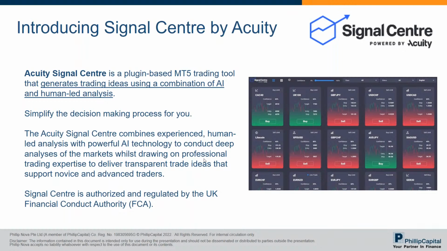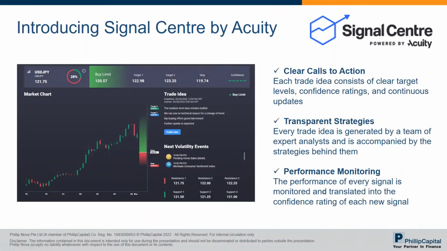Okay, moving on with more points on this Signal Center by Acuity, we always think that this tool brings us three main benefits. The first one is that it offers us very clear calls to action. Each trade idea that they give out would consist of clear target levels, so they will tell you when to enter, when to take profit, and when to stop loss. They also have confidence ratings for you, and all these trade ideas receive continuous updates. So very clear call to action. You know exactly what they're asking you to do.